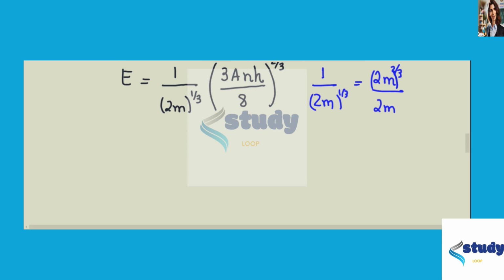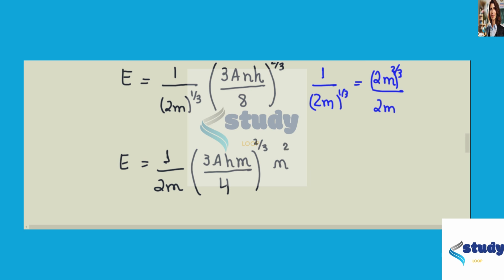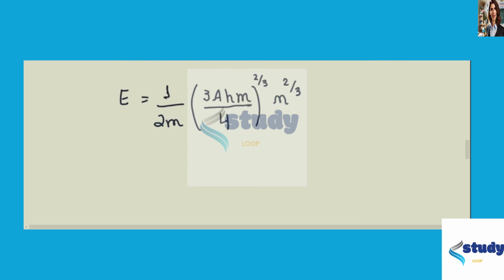So I'm going to write it like this. So E is equal to 1 over 2m times 3Ahm divided by 4 to the 2/3 times n to the 2/3. Okay, so this is the energies, the allowed energies as the exercise asked.